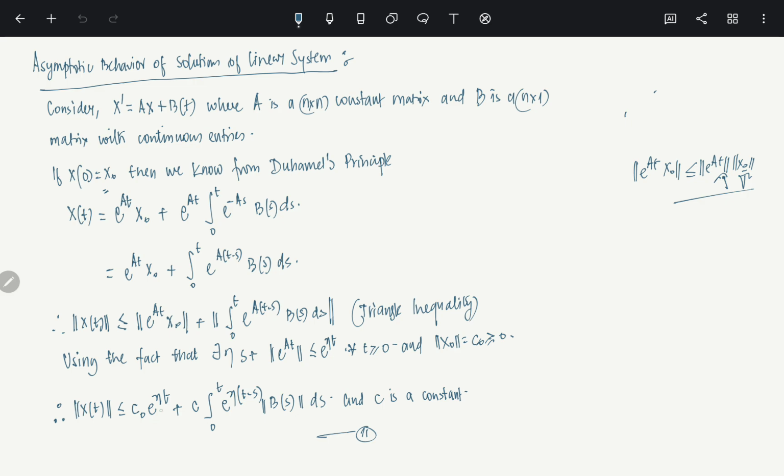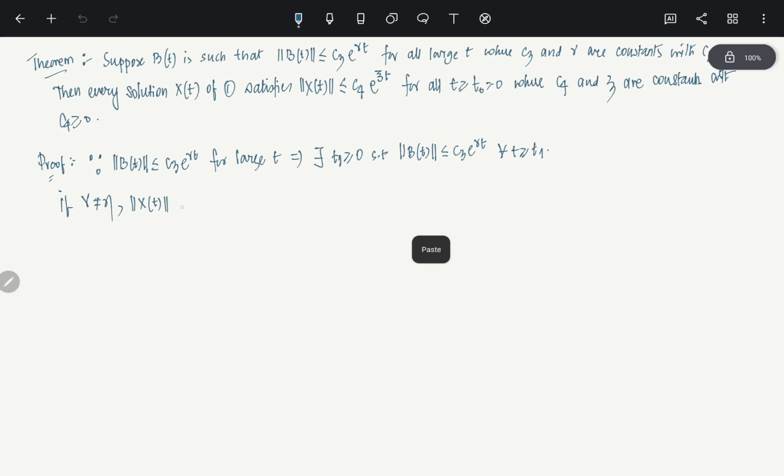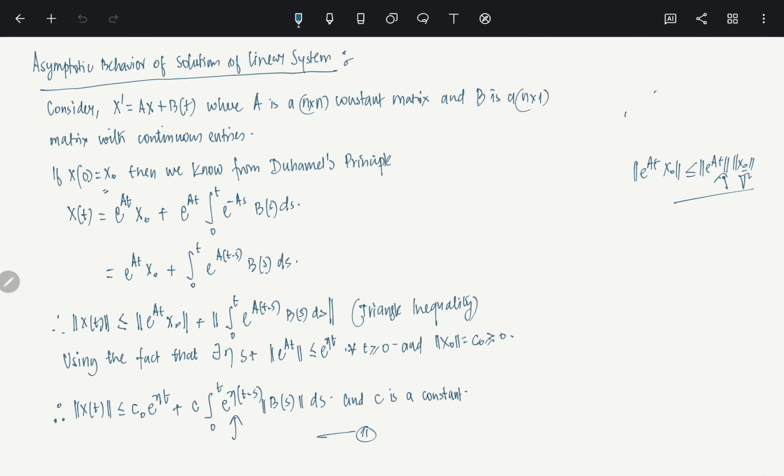C naught times e to the power gamma t. So basically, I am taking e to the power gamma t common, because e to the power gamma t is here also. This is dominated by e to the power gamma t. Is this okay? Then C naught plus some constant C.